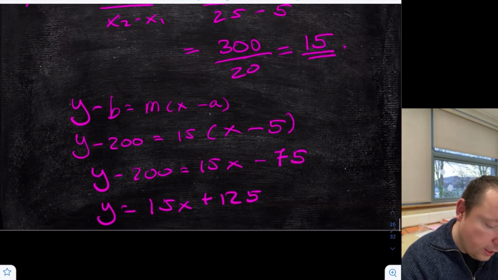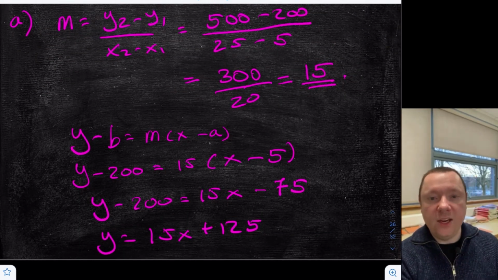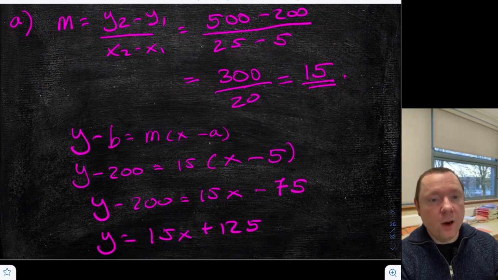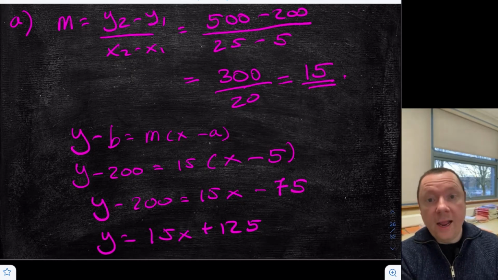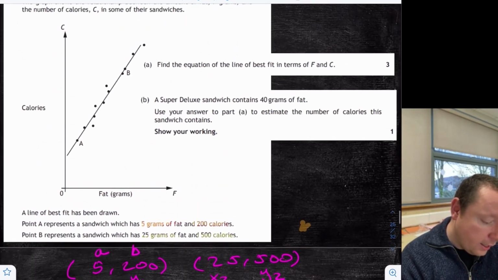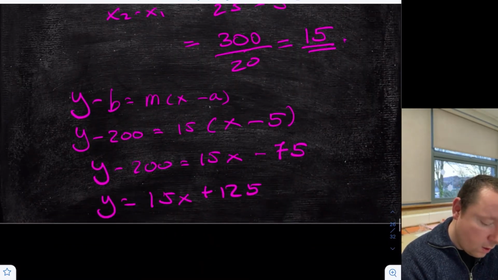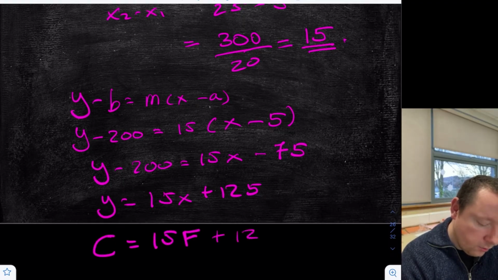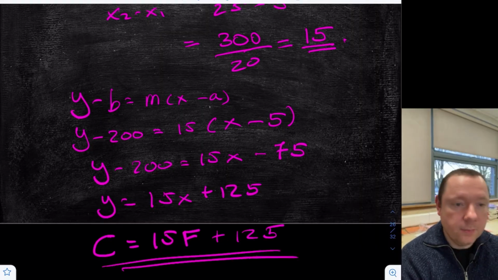And usually with a straight line question, you'll be done there. But this is worth 3 marks, and you get a final mark for swapping the y and x for the proper terms. So in this question, y is c for calories and x is f for fat. So I switch the y for c and get c equals 15f plus 125 for my final mark.